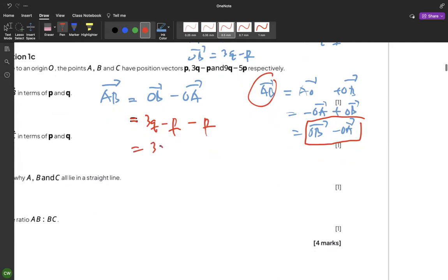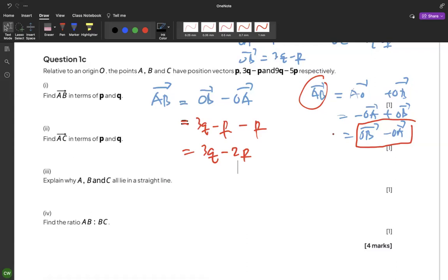Okay, this is minus 3Q minus 2P. Is it correct, Stephen? Yes. Yes, very good.